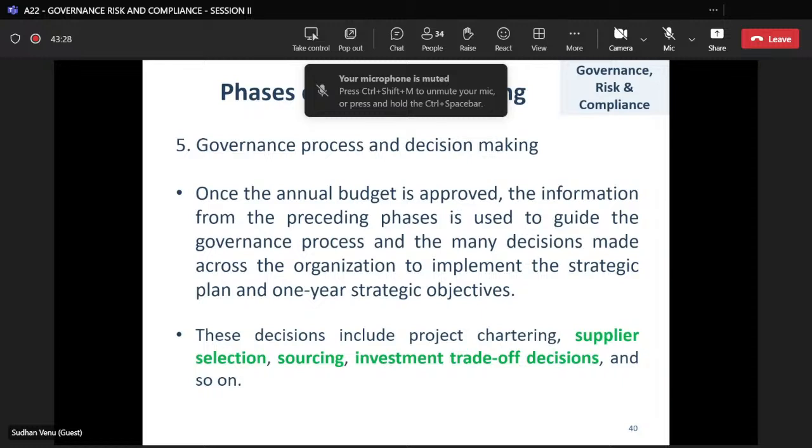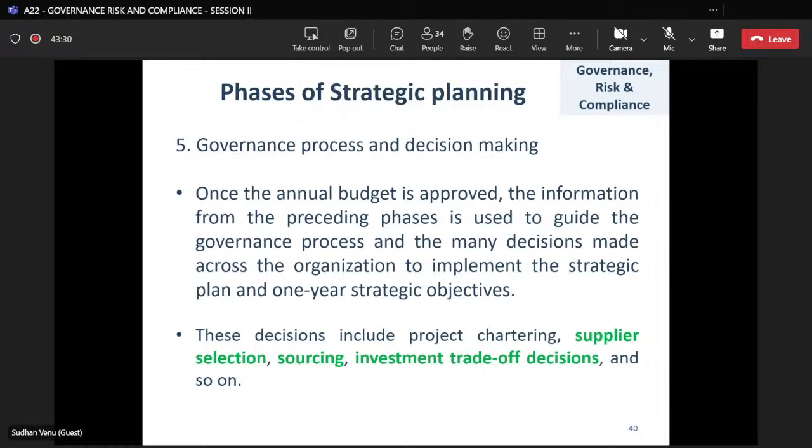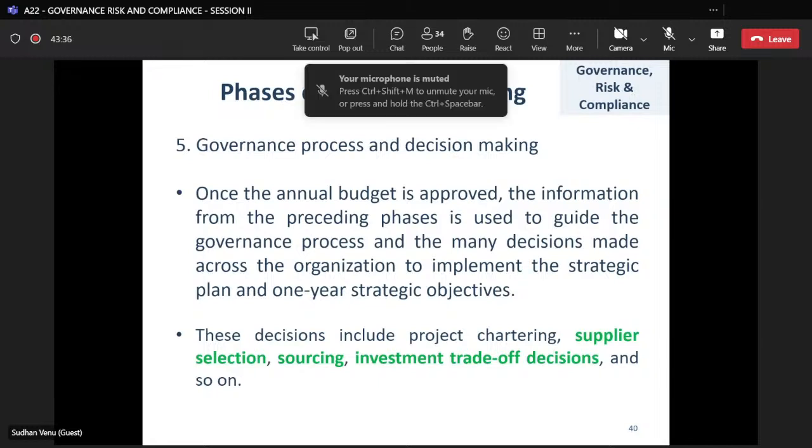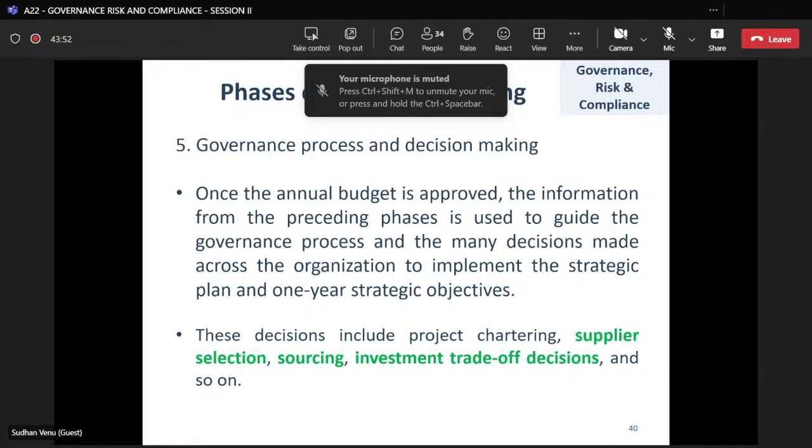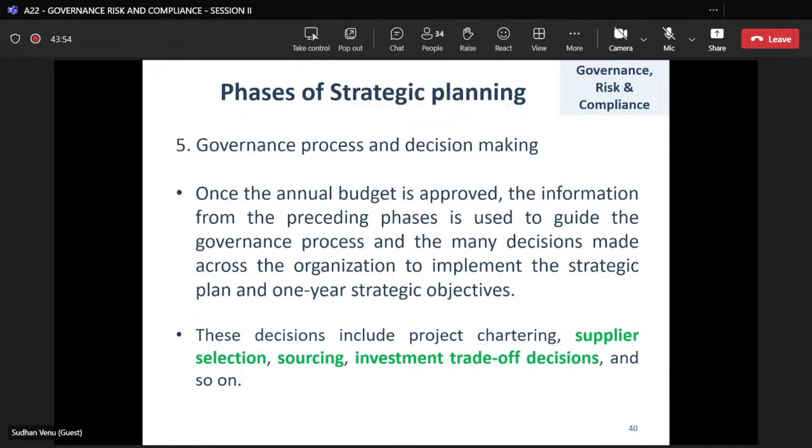So when they are setting up the budget every year, they will make a clear picture of the process. How many resources, how we are going to handle it, and what procedures and policies will be used in decision making by the executive board members. This includes project chartering, supplier selection and sourcing, investment trade-off decisions and so on in the decision making phase.